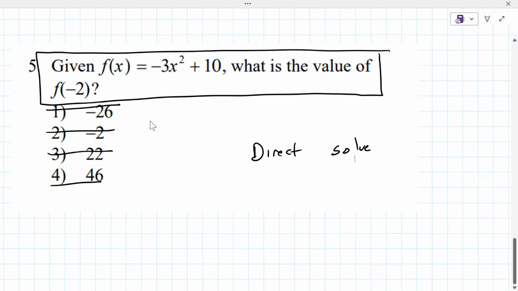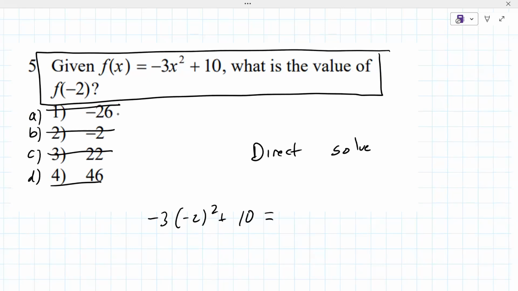2 is not one of the answers. No, I mean like number 2. Oh, okay. 2. Sorry, that's my fault. I grabbed this from a reference. I don't know why they don't use A, B, C, and D. So -3 times -2 squared plus 10 ends up being -12 plus 10, which is -2.